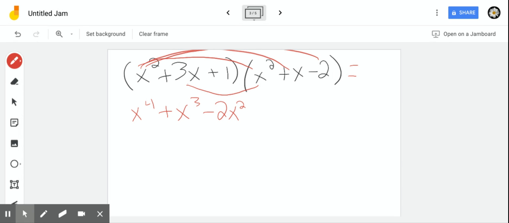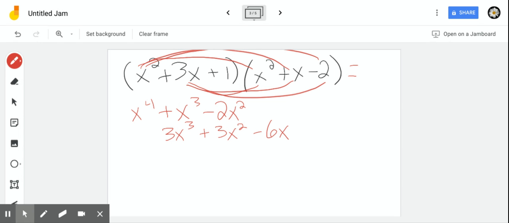So 3x times x squared is 3x cubed. So I'm going to write it underneath here. Okay, so I'm just kind of organizing this better. 3x times x is 3x squared. So I'm going to write that under the x squared term. And then 3x times negative 2 is negative 6x.